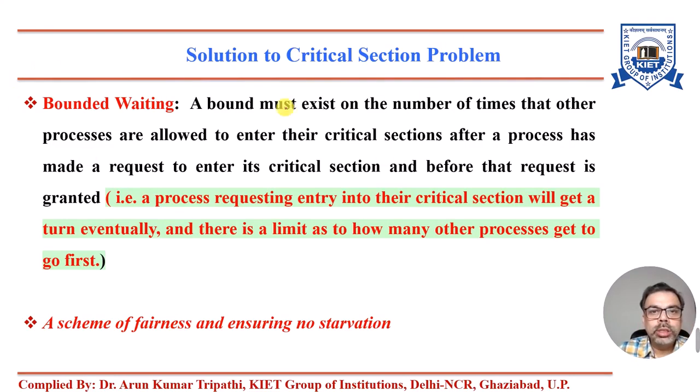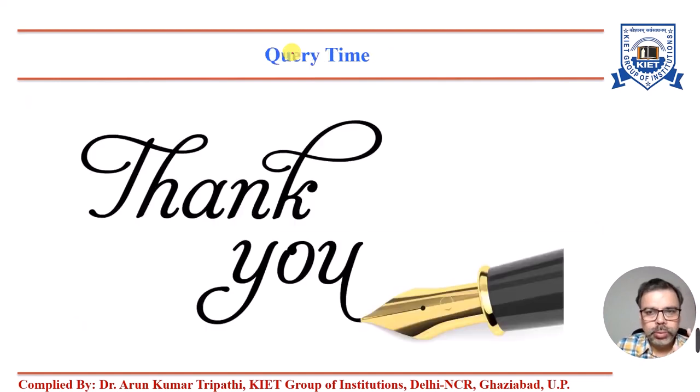Here, a process requesting entry into the critical section will get in eventually, and there is a limit on how many other processes can go first. Means how many times other processes can enter into the critical section: three times, four times, five times. Then after that, the other process's turn must come. This should not be there: a process waiting for an infinite amount of time. After five times, six times, seven times, 10 times, 20 times, it must allow another process to enter into the critical section. So there should be fairness.